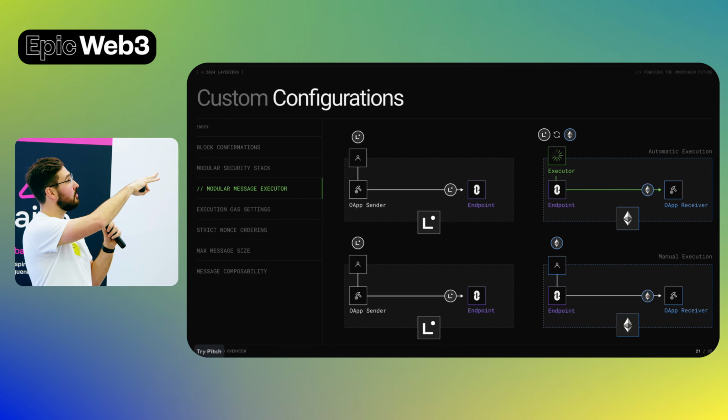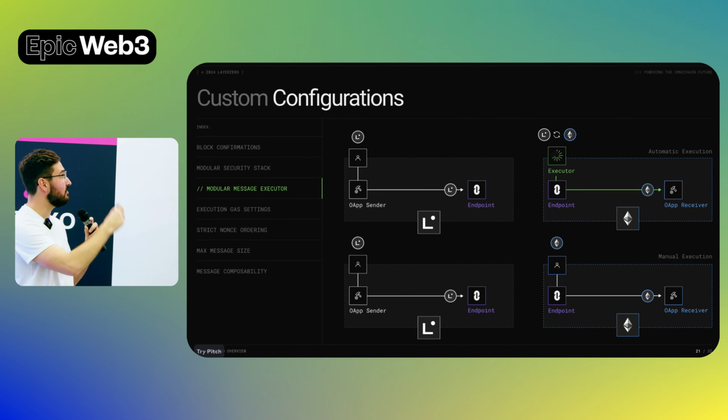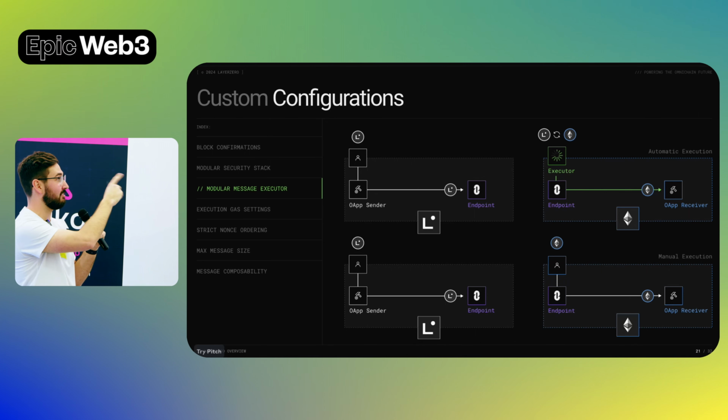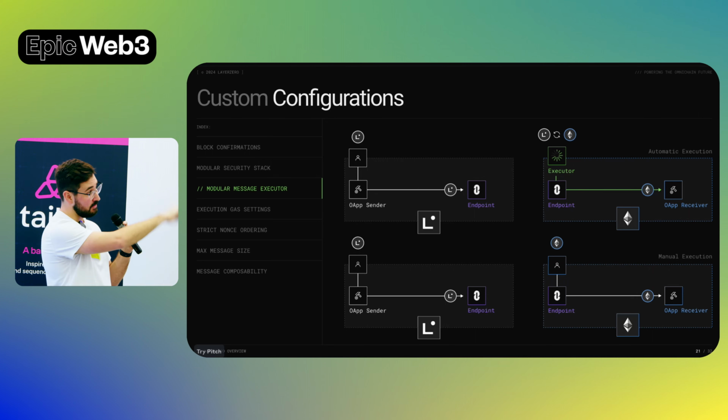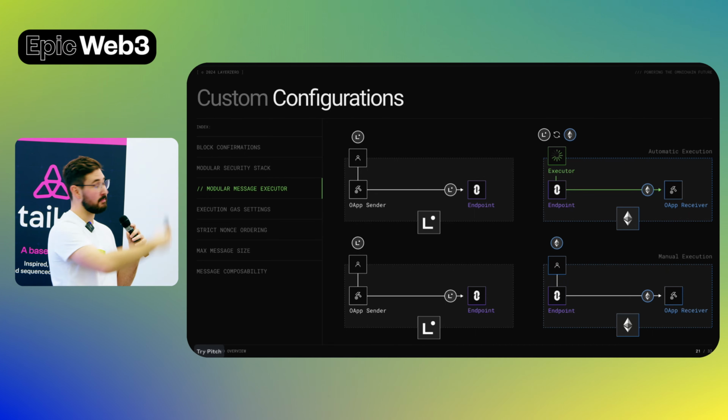So in the top view, that's automatic execution. A user clicks once for a transaction on the source chain. That message is delivered to the destination chain. Their gas token is swapped for the destination gas and executed on their behalf, all without them having to do anything, or it can still be done manually. And the great thing about this is it means it's permissionless.